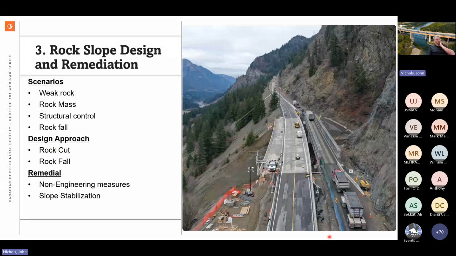Okay, so there we collected all our data. We're ready to go. So we're going into the design and remediation. When we look at rock slopes, they can generally be broken into four scenarios, we'll say. Weak rock, which we sort of already discussed, where intact rock parameters will rule. Rock mass, and structural control. We'll talk a little bit about the design approach for rock cuts and rock fall. And then we'll look at some basic remedial measures.